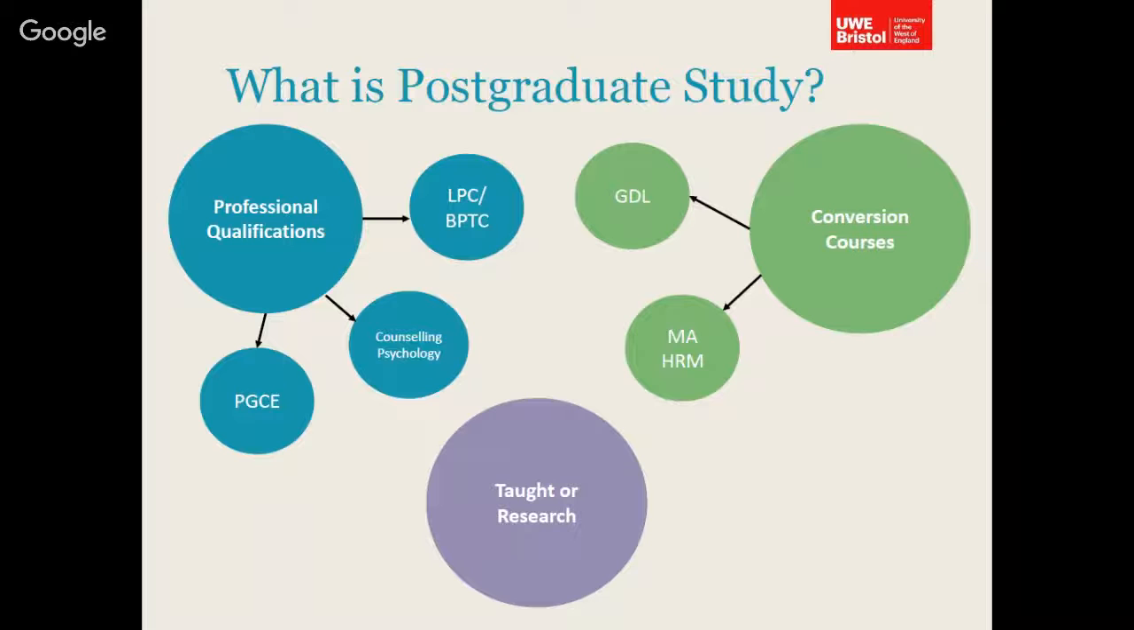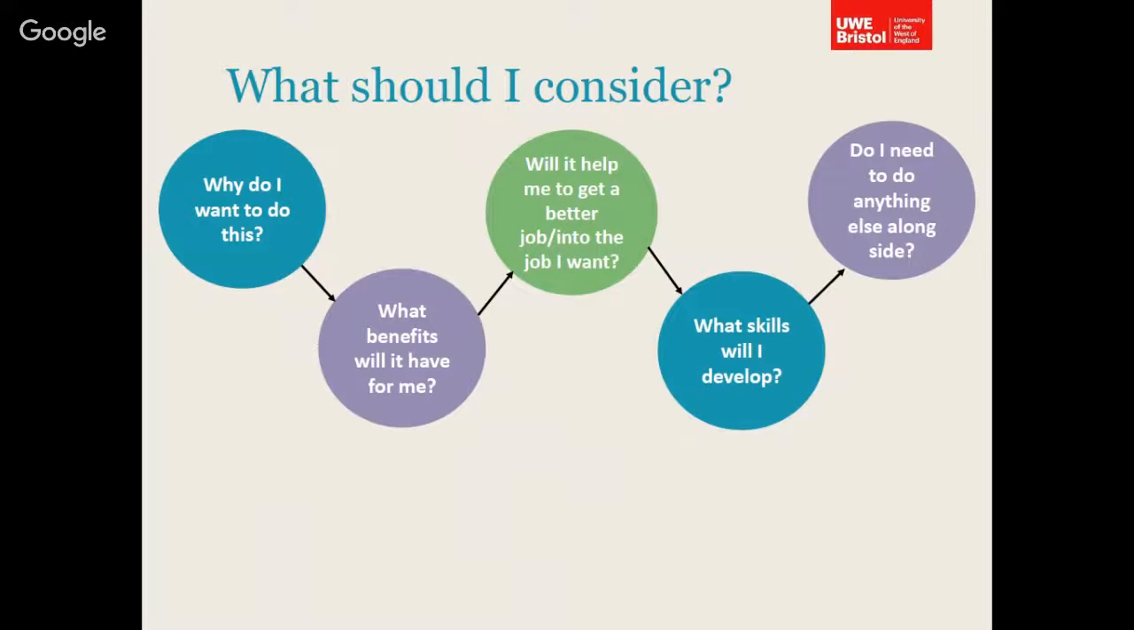So if we could move to the next slide, please. Great. So before you make an application, and obviously you're already thinking about this, there's several things for you to consider. Why do you want to do a master's? What benefits will it have for you? Is it that professional body accreditation? Is it that you want to change career? Will it help you to get a better job or help you to get a different job in a different area?